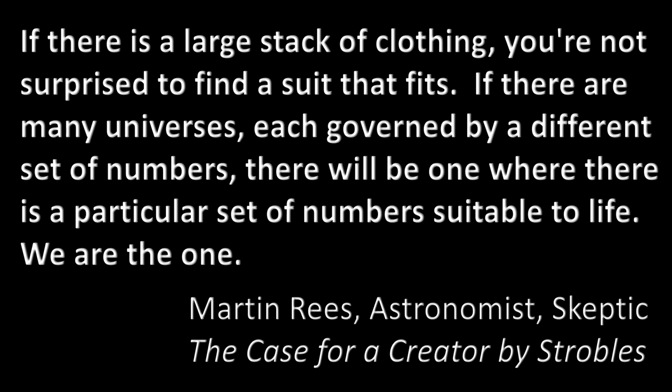And he says, if there are many universes, now this is the key to the anthropic principle. Because if there's only one universe, there's no way the anthropic principle explains it. There's no way. Because it would be totally unacceptable that it would all come by happenstance, right? So this is the key. He says, if there are many universes, each governed by a different set of numbers, there will be one where there is a particular set of numbers suitable to life. And guess what? We are the one. So this all falls back on the many universe postulation.